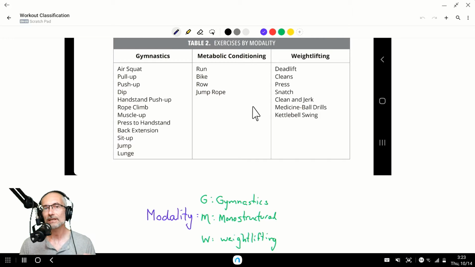So when we look at today's workouts, one of the things we're going to do is look at the movements and categorize them into either this is a gymnastics workout, or this is a metabolic conditioning workout, or this is a weightlifting workout, or maybe, as often is the case, some combination of these. This one combines gymnastics and weightlifting, okay?